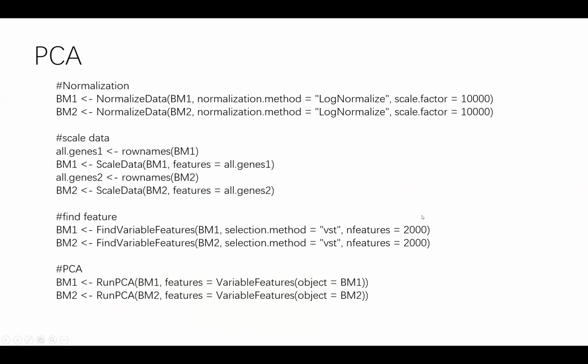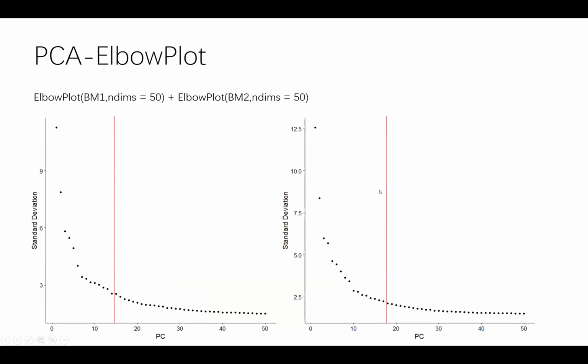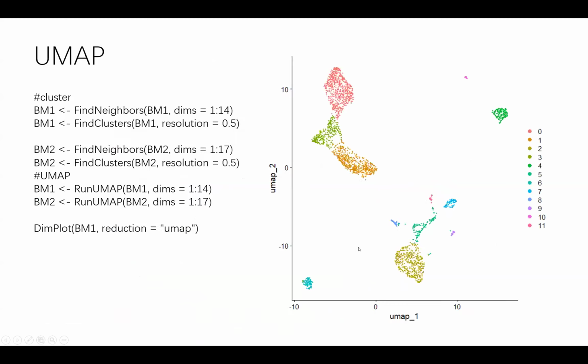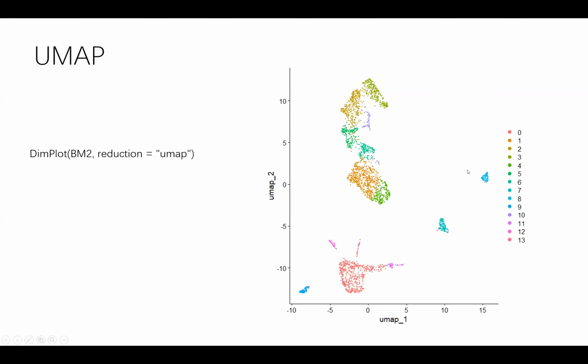Then I did the classic normalization, data scaling, and find variable features steps and ran the PCA. After running the PCA, I drew this elbow plot. For dataset 1, I chose the first 14 PCs, and for the second dataset, I chose n equals 17. I performed the UMAP to draw this UMAP plot, and here is the result. For dataset 1, there are 12 clusters, and for dataset 2, there are 14 clusters.